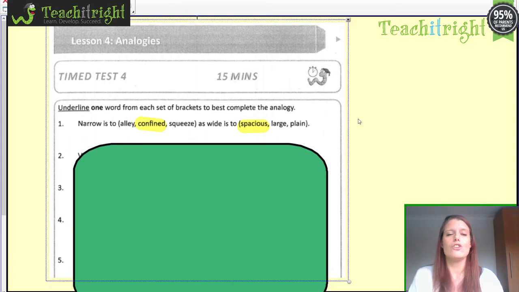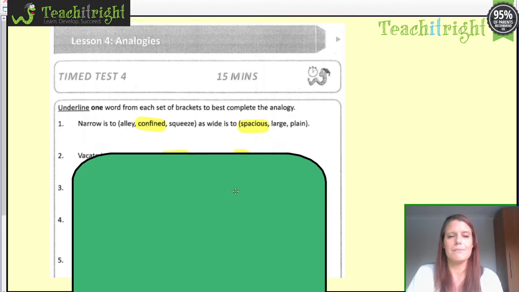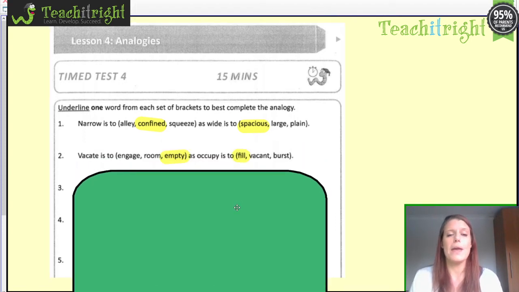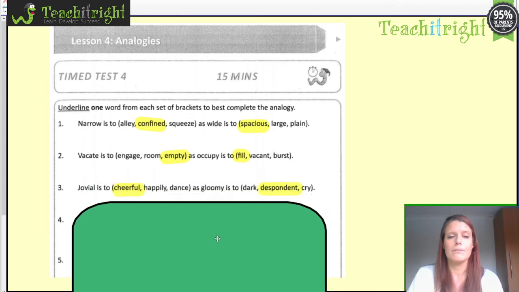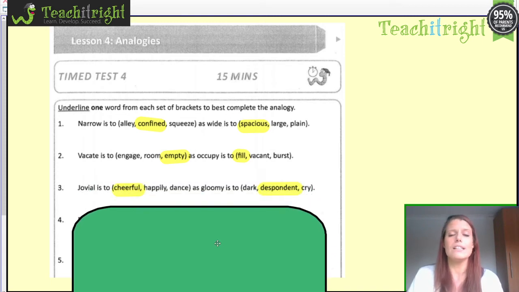So narrow is to confined as wide is to spacious. So it's talking about the physical attributes of those words. Confined and spacious, they are antonyms. Vacate is to empty as occupy is to fill. So vacate can be another word for leave, a synonym. Jovial is to cheerful as gloomy is to despondent.